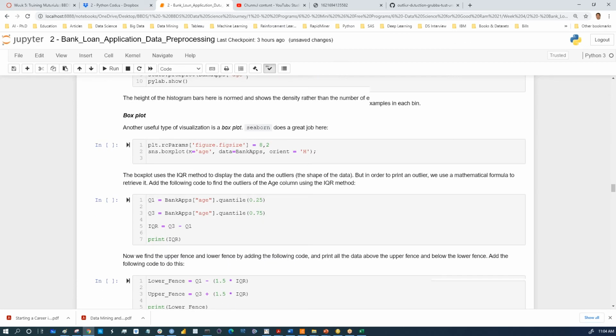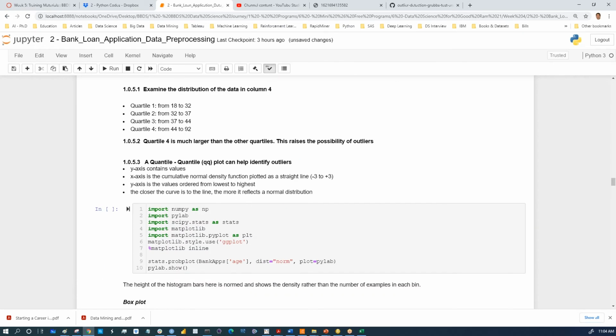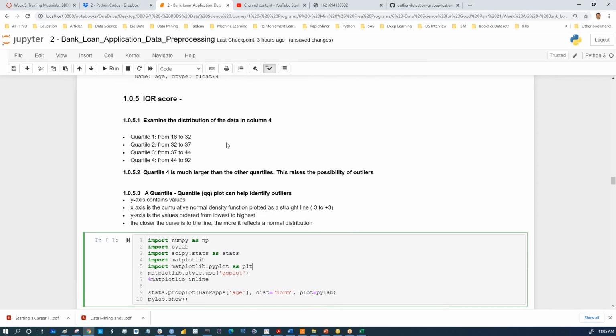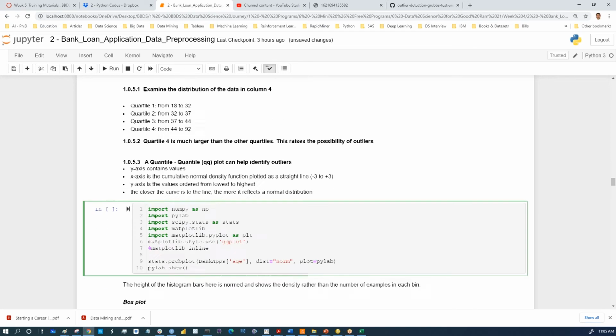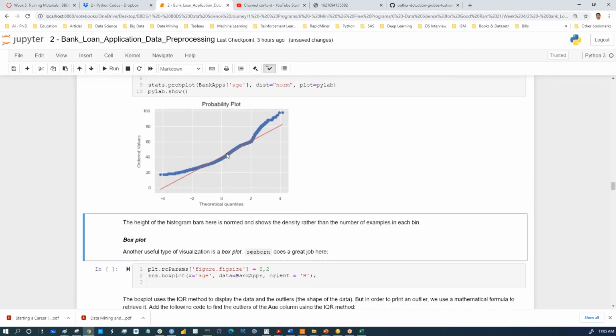We could also create the IQR, the quartile, for we could eliminate outliers by calculating the IQR score. Import the packages again, and let's take a look.